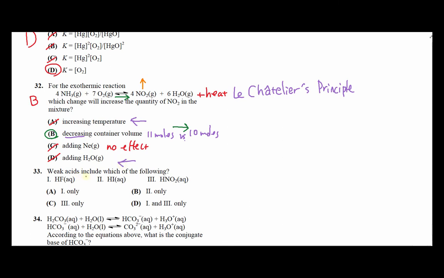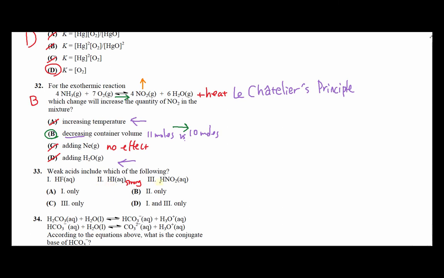33. Weak acids include which of the following? I only see the hydroiodic acid. This is the only strong acid I see. You need to memorize 6 different strong acids and 9 different strong bases. And hydroiodic acid is one of them.